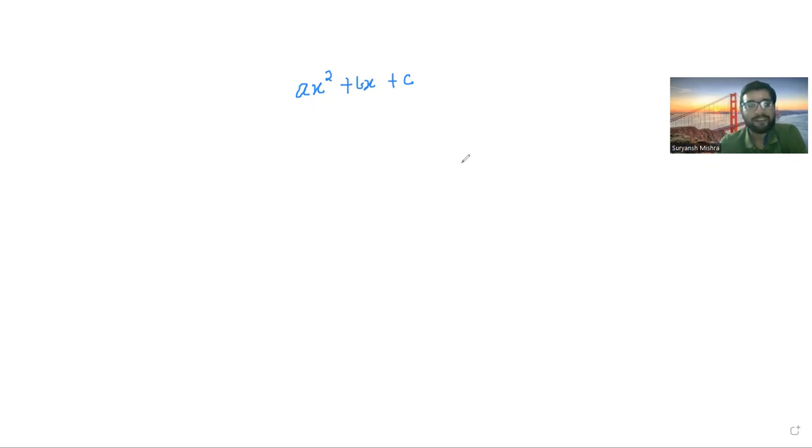So let me write it there. That is 2x squared plus 9x plus 10. So to factorize this quadratic, we need to look at the values of a, b, and c. Now, we need to look at the values of a, b, and c such that the product of a and c should be equal to the sum of two numbers, if we are going to split the b. So those two numbers should multiply to give the product of a and c.